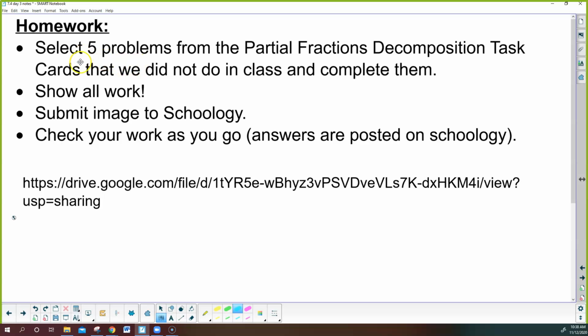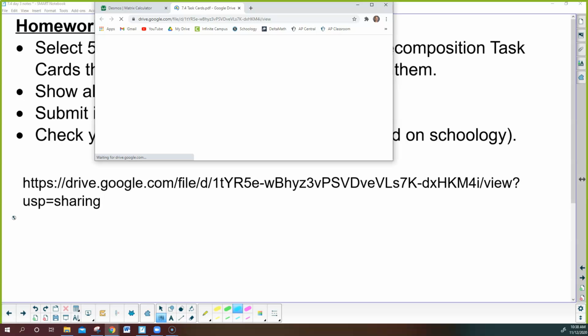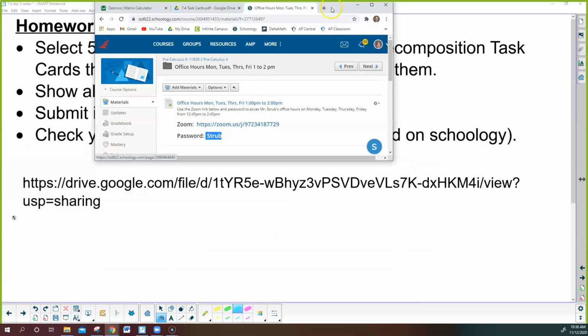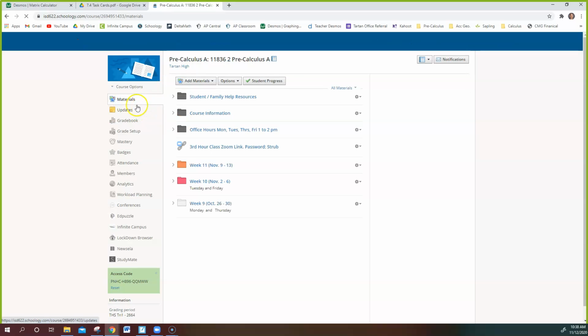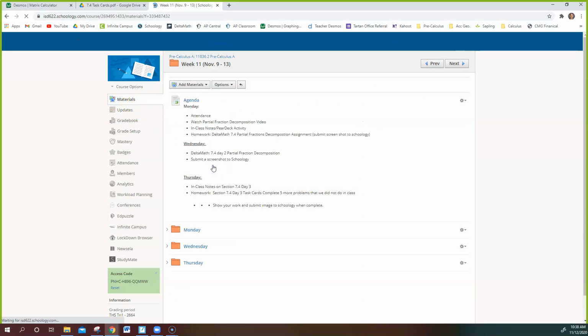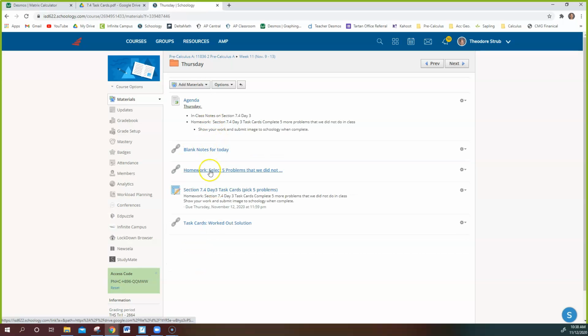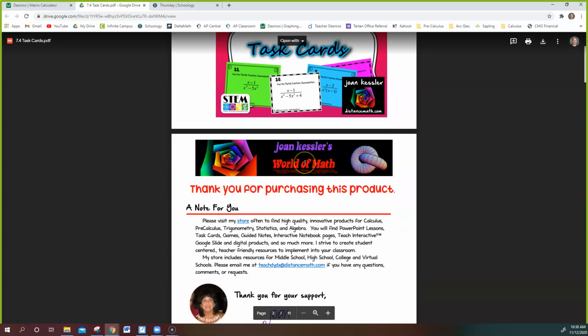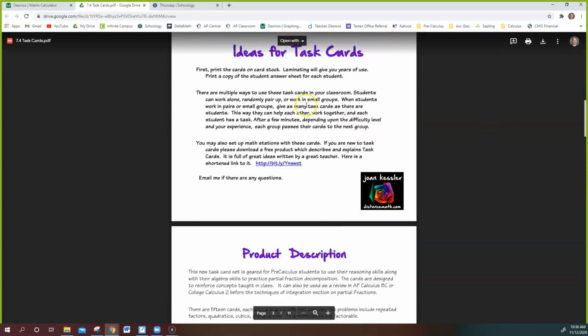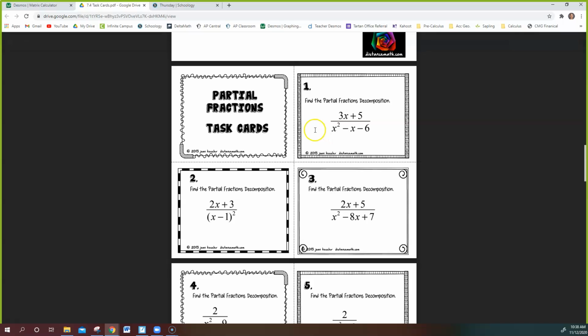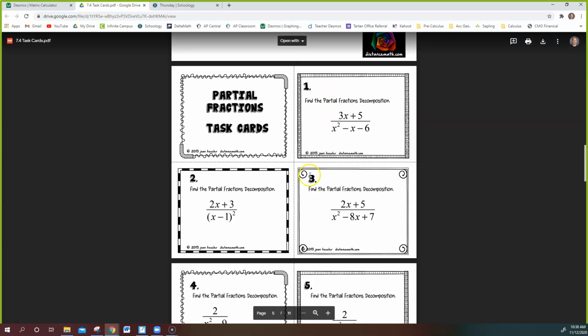All right, here's what we got for homework tonight. There is on our Google slide, actually, let me show you it here. If you go to week 11, and today's Thursday, so we got the blank notes. This is the homework. So if you click on this link, your task cards are going to show up. It's going to look like this. All right, which you don't really need to read any of this part. I should have snipped it down. I just didn't.